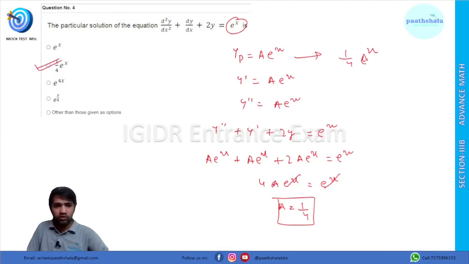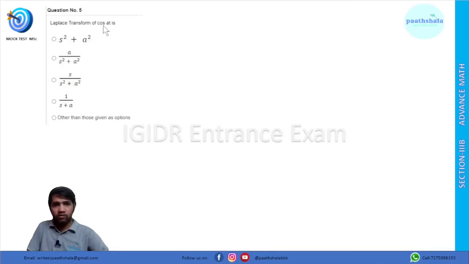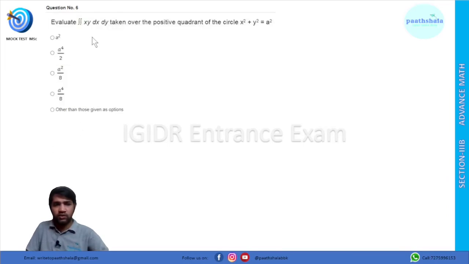Now let's move to the next question. We have to find the Laplace transformation of cos at. So this is basically a formula, that is s upon s square plus a square when s is greater than 0. So this will be our answer. Now let's move to the last question of this mock test.